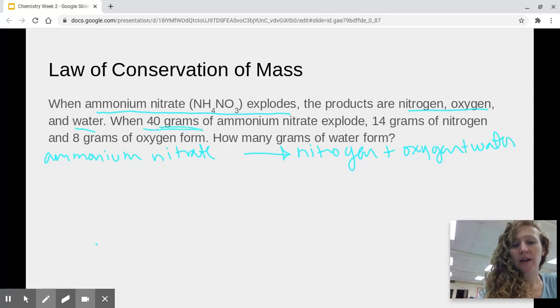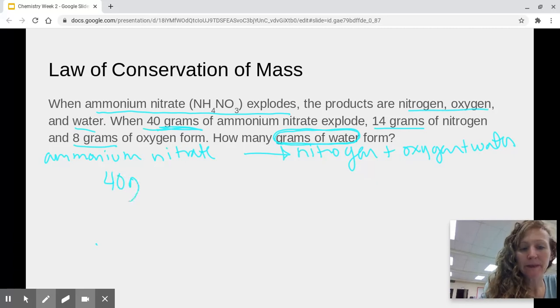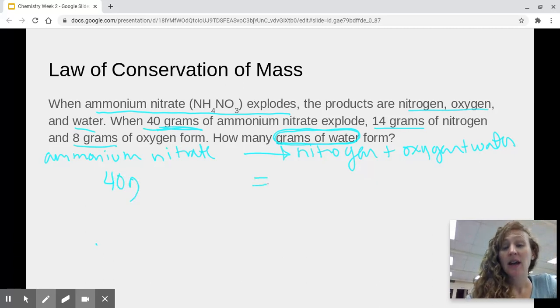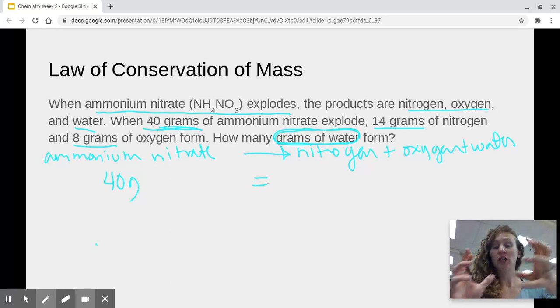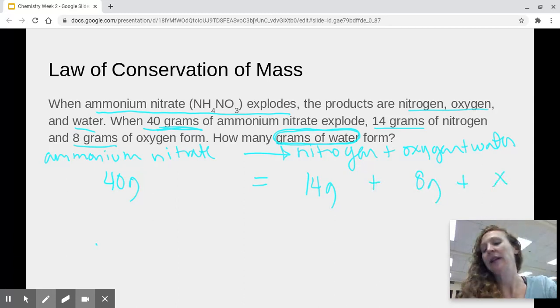Okay, now 40 grams of ammonium nitrate explodes, 14 grams of nitrogen and 8 grams of oxygen form. How many grams of water form? Okay, so I can assign these amounts to my reactants or my products. So 40 grams of ammonium nitrate, and that reactant side should equal my product side. So my product side includes 14 grams of nitrogen, 8 grams of oxygen, and some amount of water. I'm just going to put an X there for now.